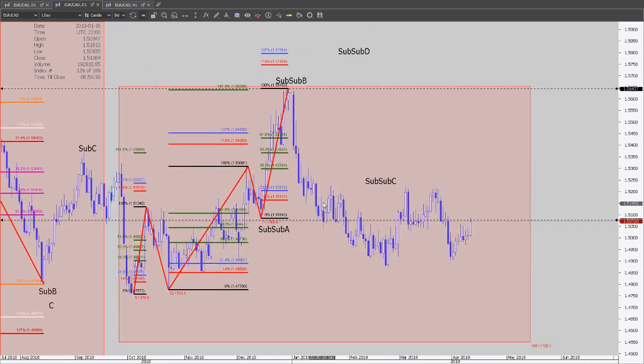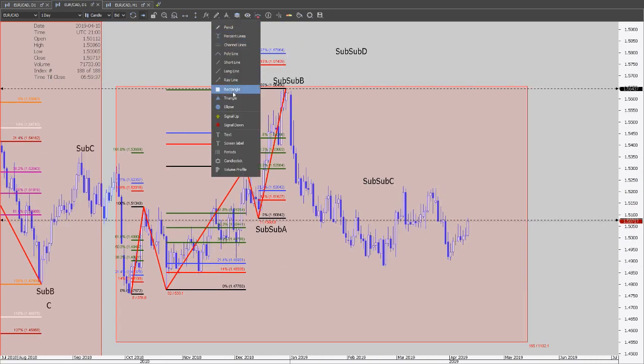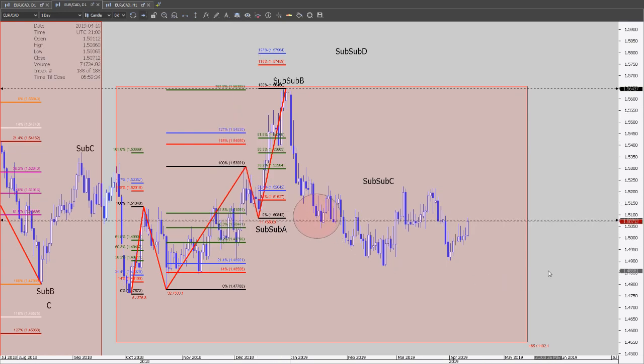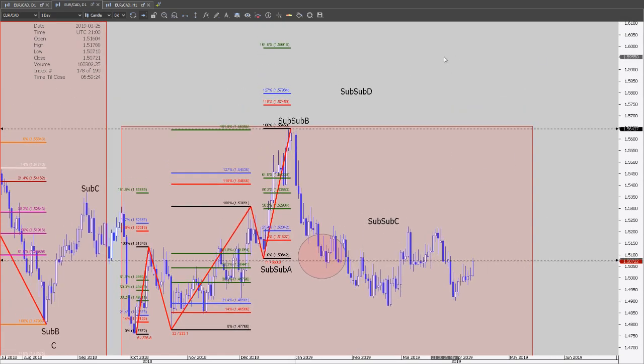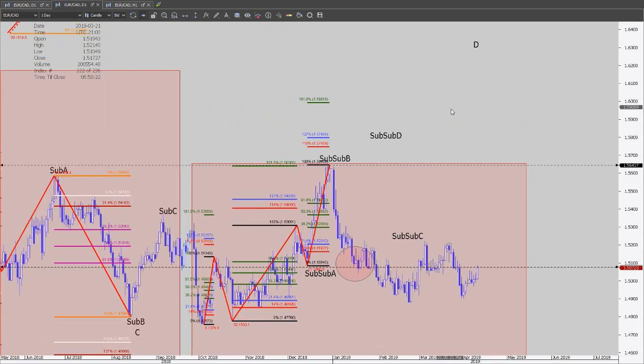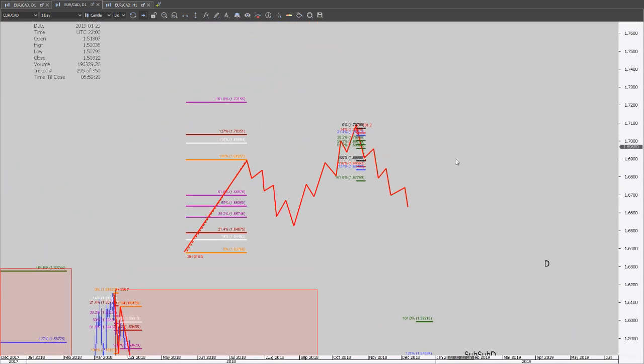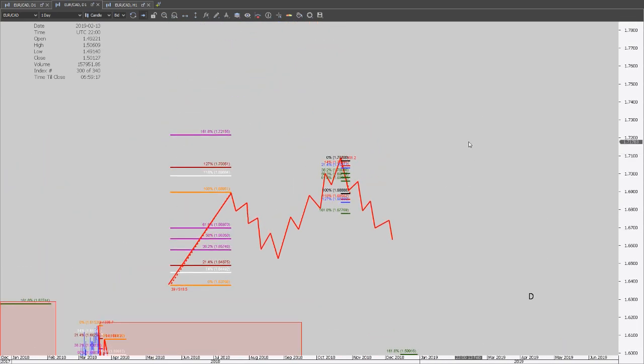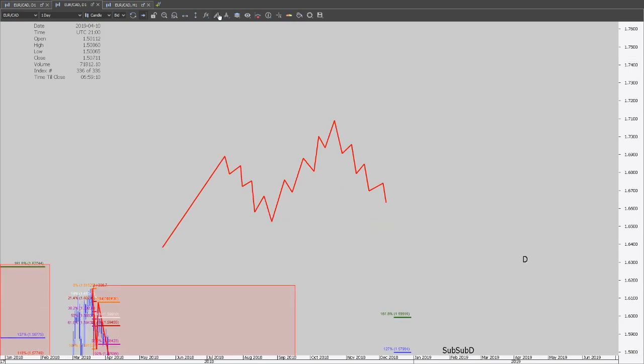What can I see? I can see that the market broke my up sub A Fibonacci, right? Now why is this important to the trader? Well, it's important because, as we said, the market sometimes likes to play around. Okay, so of course the original Fibonacci is the strongest one.